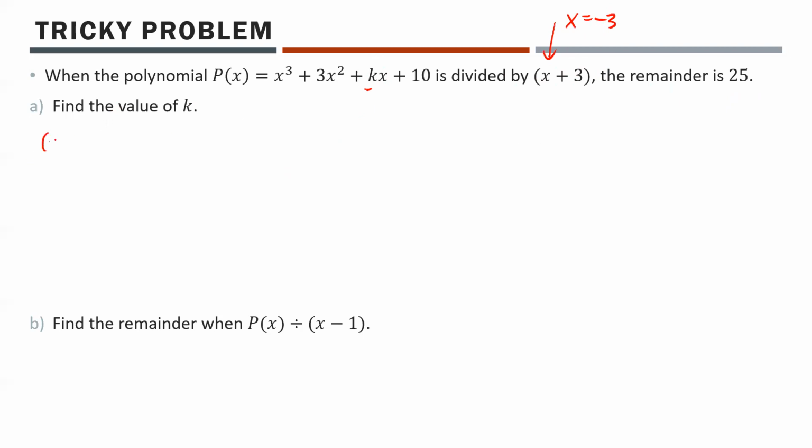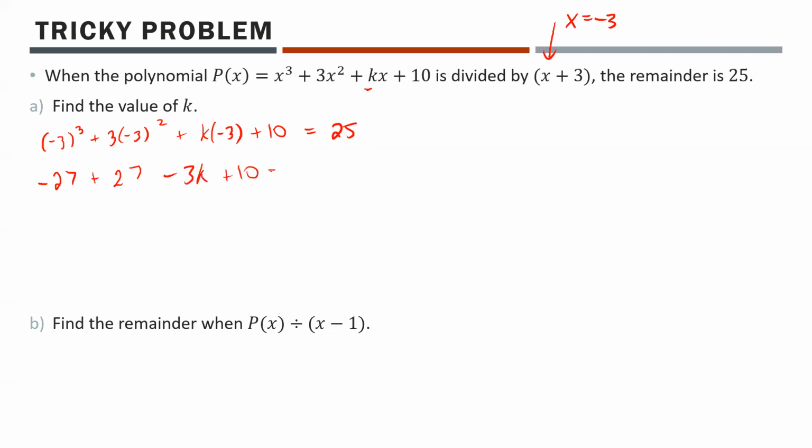Let's try this. So negative 3 cubed plus 3 times negative 3 squared plus k times negative 3 plus 10. So we plugged negative 3 into all this. That's going to give us our remainder of 25. Let's see if we can clean up this side over here. Negative 3 to the power of 3, well, that's going to be negative 27. Plus 3 times negative 3 squared. Well, negative 3 squared is positive 9. 9 times 3 is 27. Look at that. Those are going to cancel. That's quite convenient. Plus k times negative 3. Well, that's just going to be minus 3k.